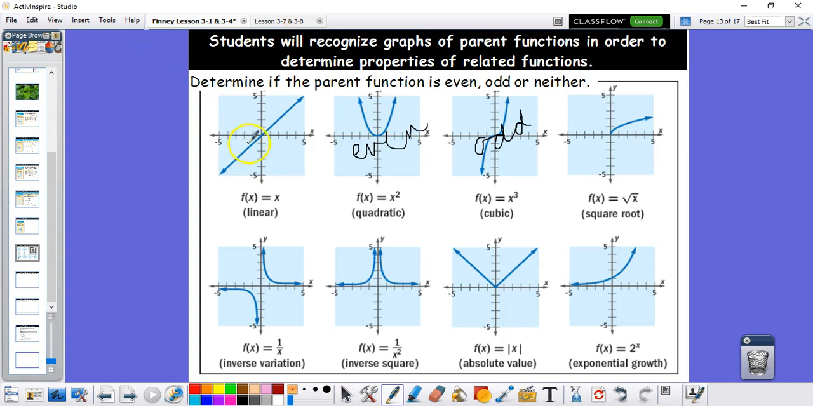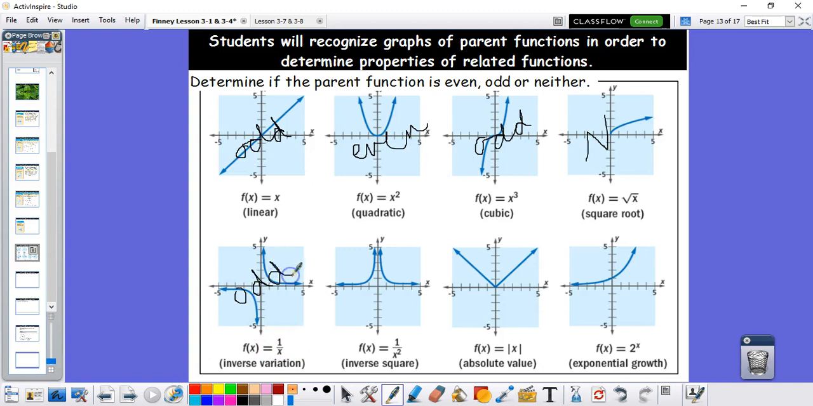So when I look at this, it says f of x equals x. Beautiful. If I put in negative x, does f of negative x equal f of x? No. Does it equal negative f of x? Yes. So this appears to be odd in the way that it's written just now. How about here? The square root of x. But we can't take the square root of a negative number, so this is neither. How about here? If we put in 1 divided by negative x, that's not the same. But if we did negative f of x, that would be the opposite of this. So that would be odd.